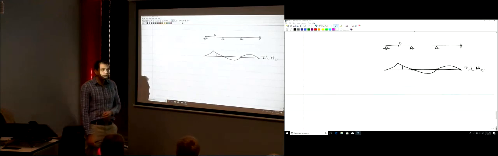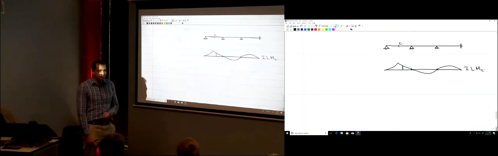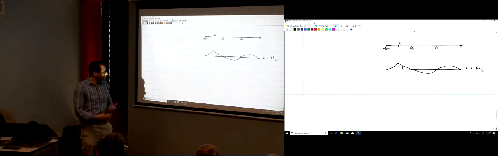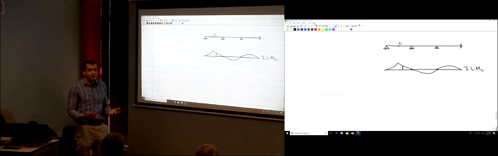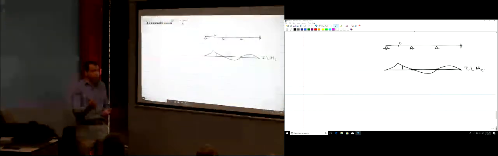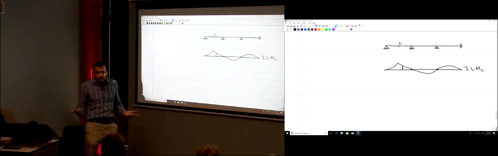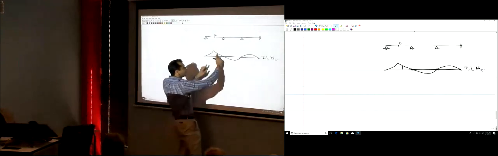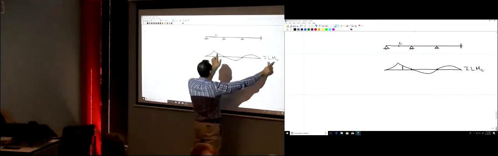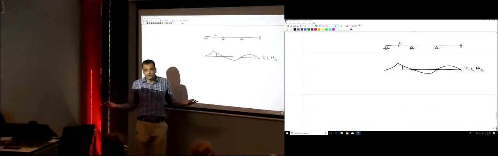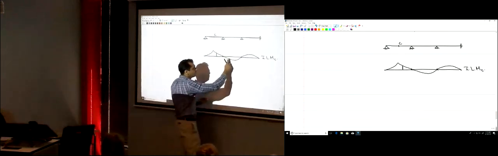The value of the moment. At what point? About point C. For what? For that distance. No, for a unit load at that point. That's the definition of the influence line. That height represents MC when a unit load is standing at that point. That's the definition of that height. What does this height represent?